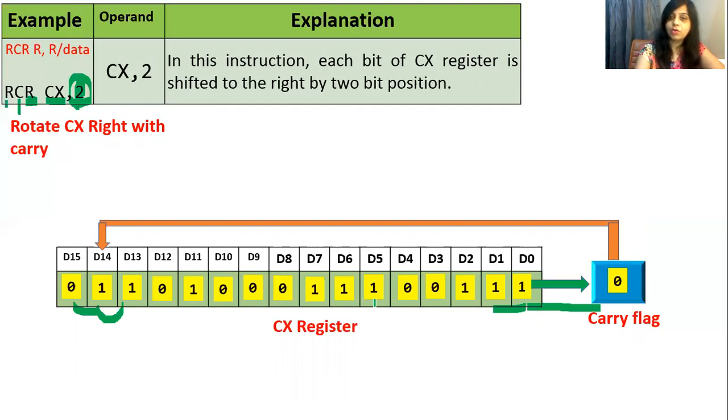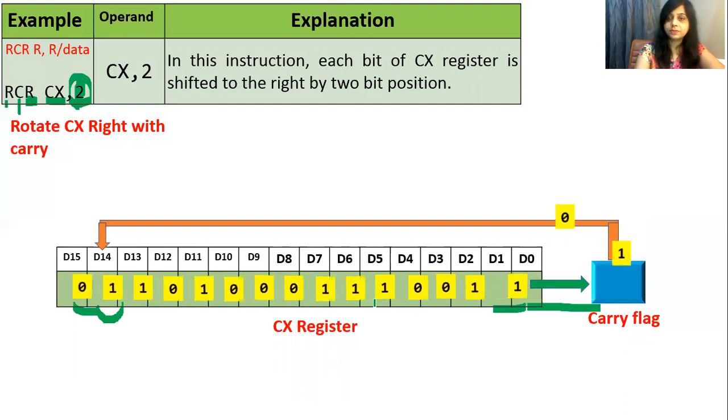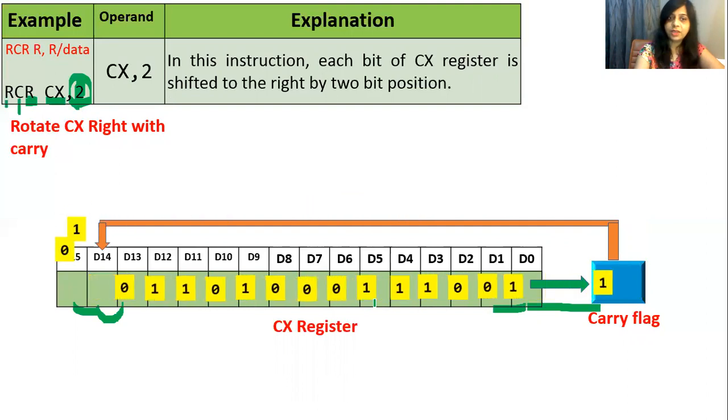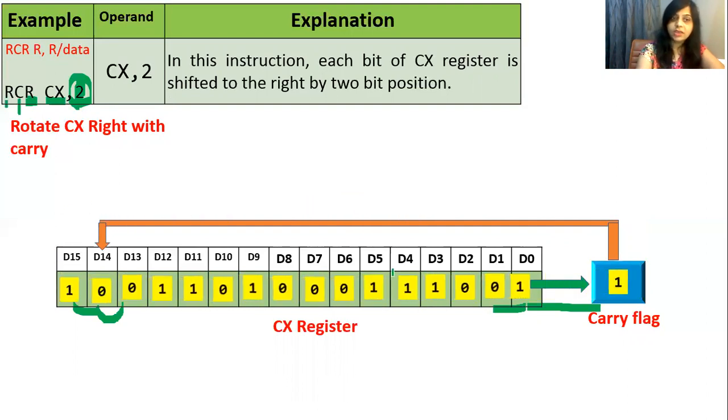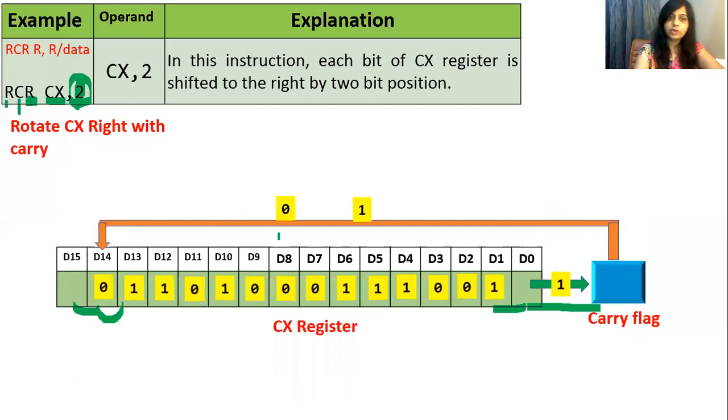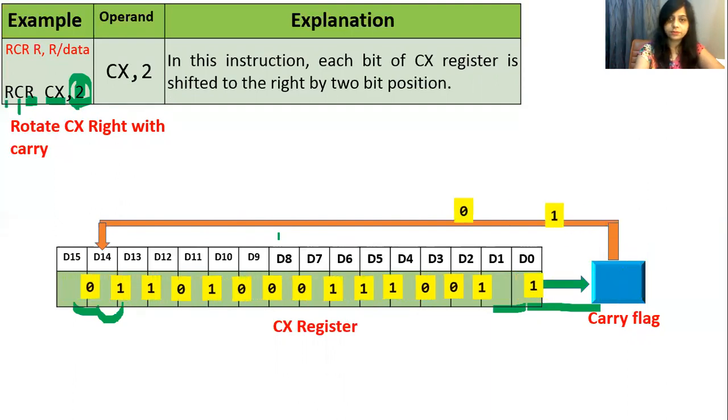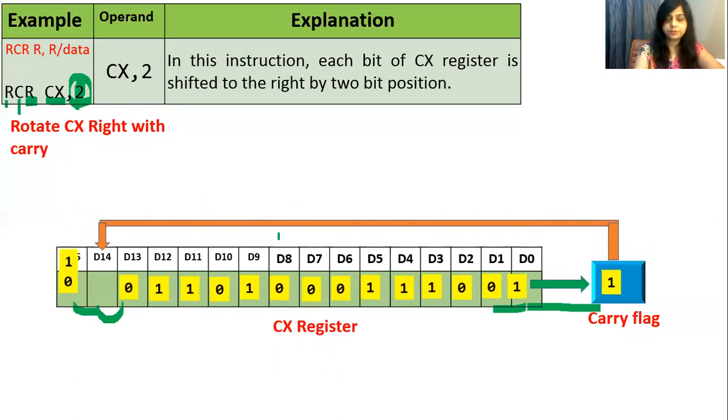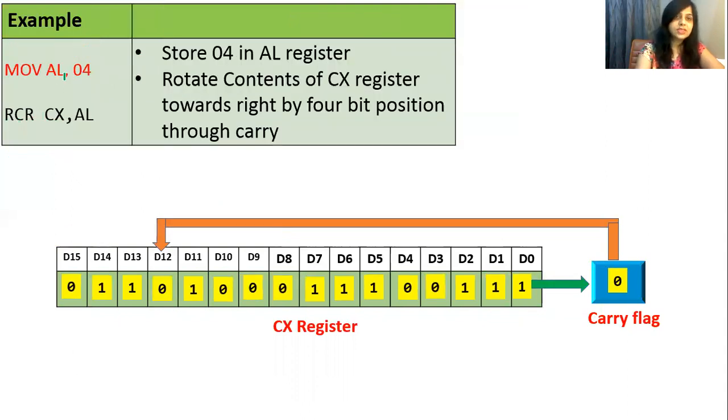So let's see what happens. See carefully how bits are moving. Now here I have even shown the path of D0 and carry flag. One more time, see carefully how bits are moving towards right by 2-bit position. Again one more time. Like this.